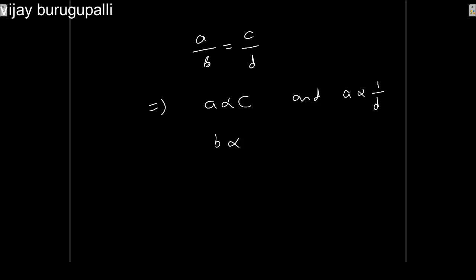Now let's try to understand proportion in a better way. We know that in proportion A by B is equal to C by D, which means A is directly proportional to C and A is inversely proportional to D. Similarly, B is directly proportional to D and D is inversely proportional to C.